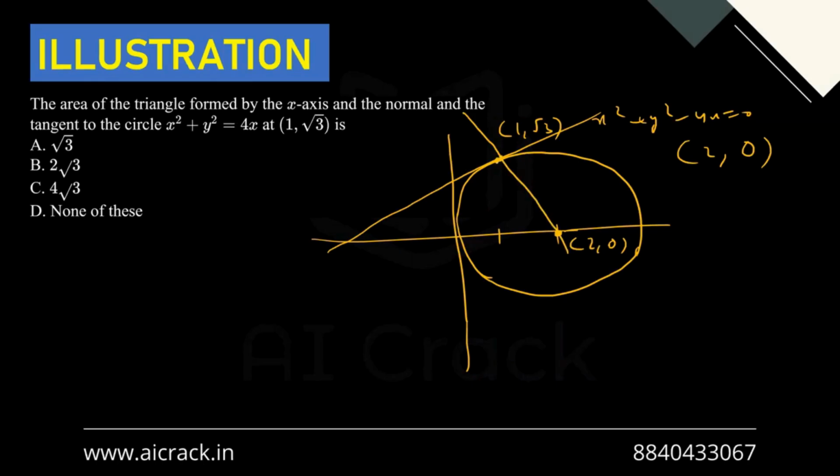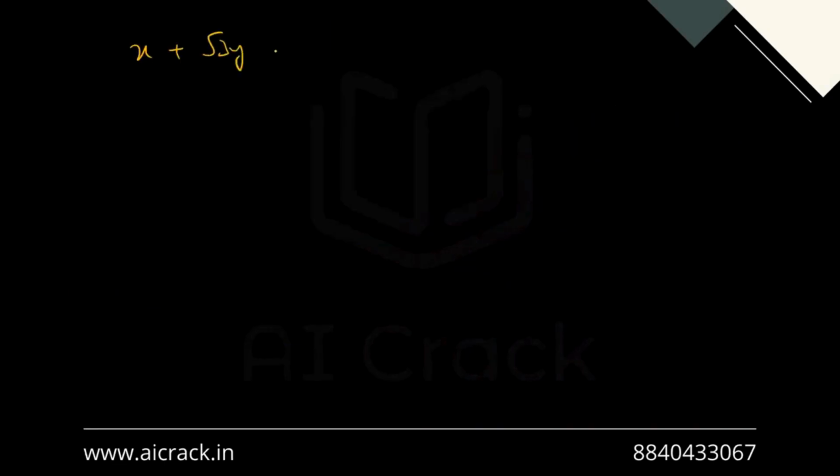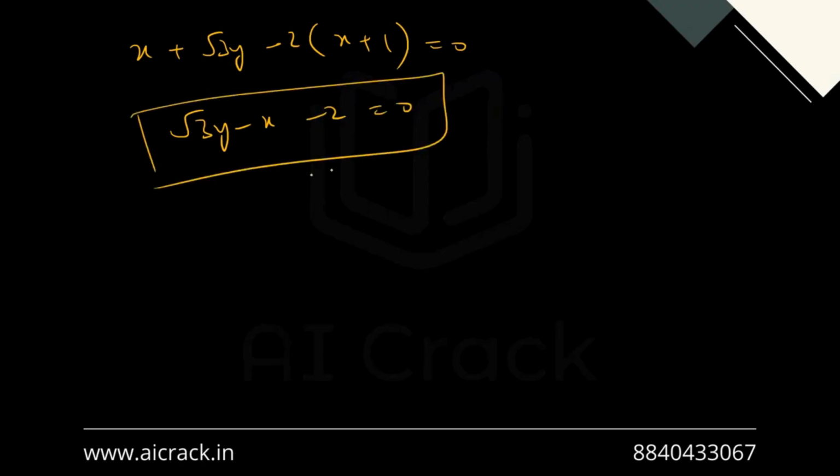Okay. Now since the point is given on the circle, we can write down the equation of the tangent directly with the help of T equals 0, right? So what we'll be doing: x x1 plus y y1 minus 4 times x plus x1 by 2 equals 0. This is our T equals 0 expression. So x1 over here is, sorry, x1 over here is 1. So x plus y1 over here is root 3, so that would be root 3y. And this 2 gets cancelled. That would give me minus 2 times x plus 1, equals 0. So that would become root 3y minus x minus 2 equals 0. This is our tangent equation.